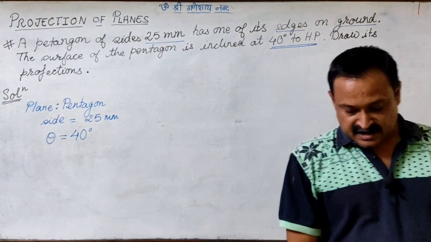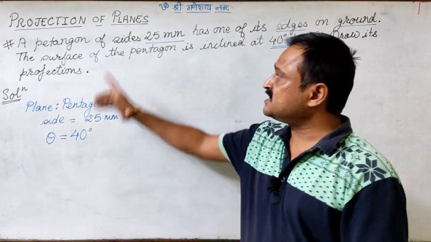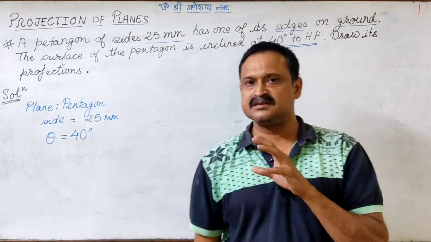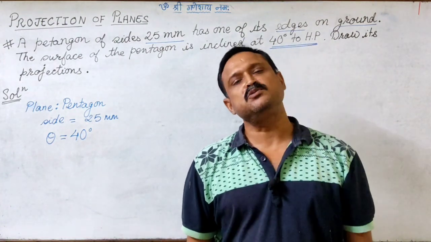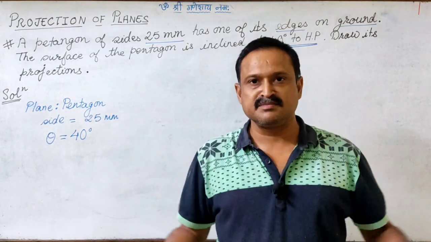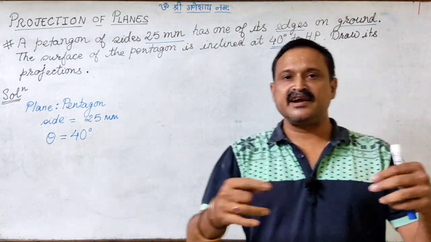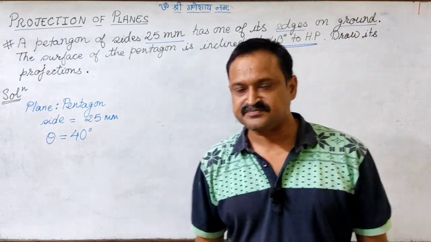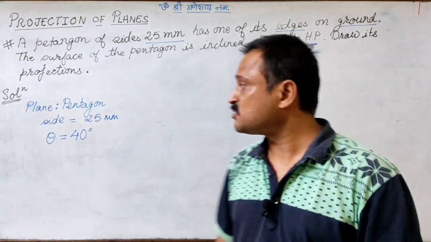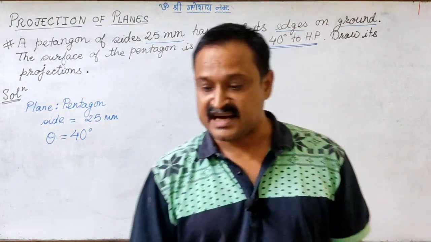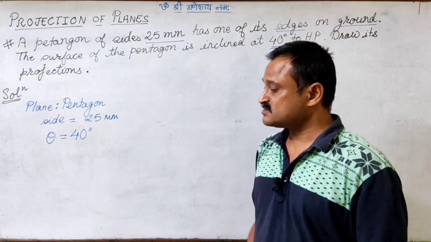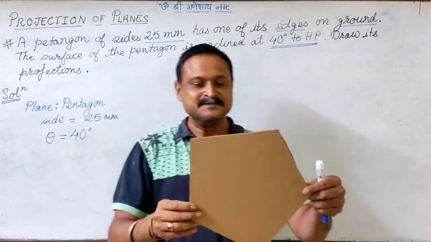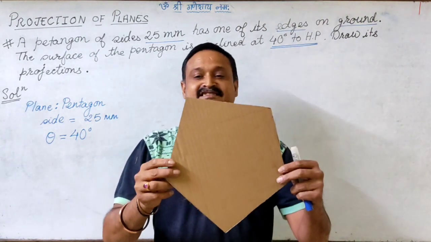Now looking into the data, when it is said that it is a pentagon of sides 25, that means we know the true shape of the pentagon, because it is a regular pentagon and all sides are 25. So that means I can draw the true shape of the plane, right? Now let us first talk about the condition. It is said that one of the edges, so this is a pentagon, though it does not look like a regular pentagon, but assuming this to be a regular pentagon, let us say.